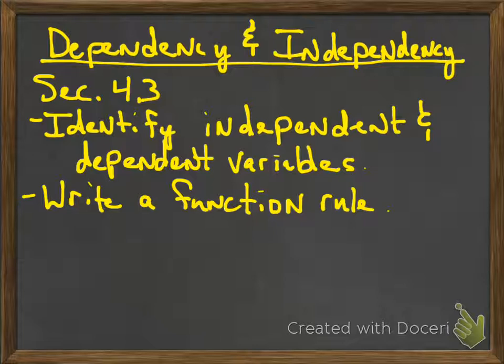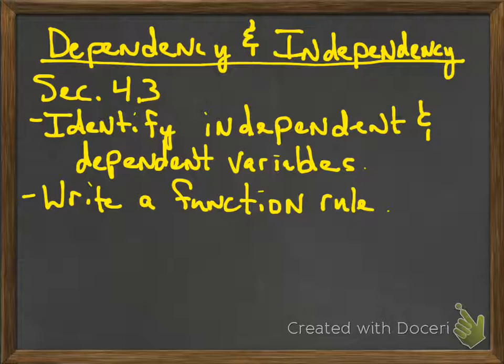All right, so let's look at this dependency and independency section. This is mostly section 4.3 of the book. I decided to go a little bit further than what I was thinking about doing earlier. What we want to do here is identify dependent and independent variables, and we want to be able to write a function rule, because you are going to see this on a test.